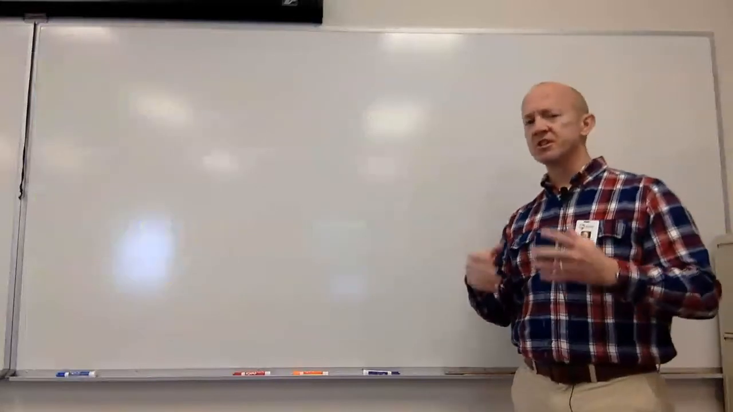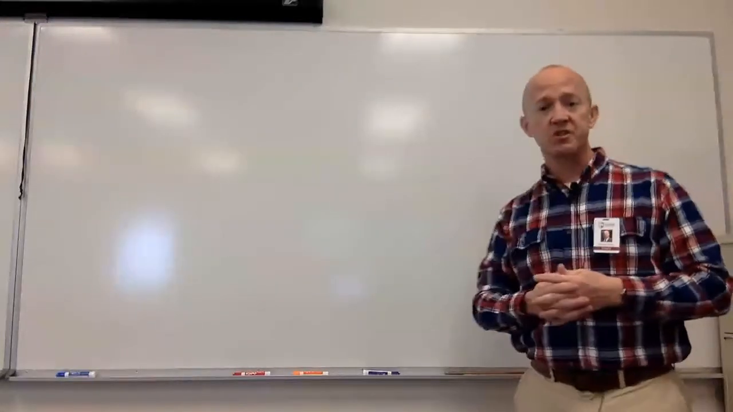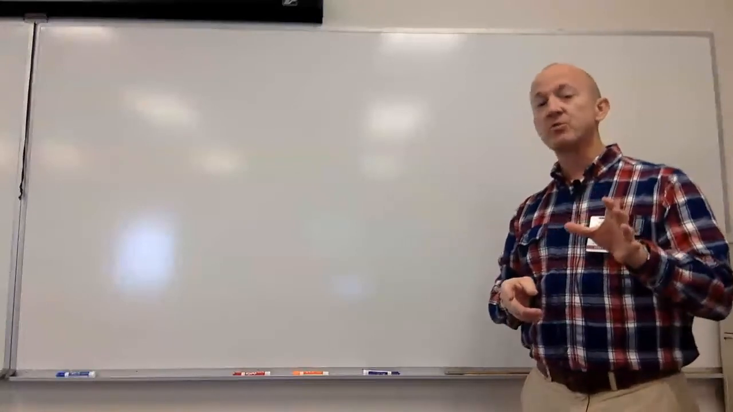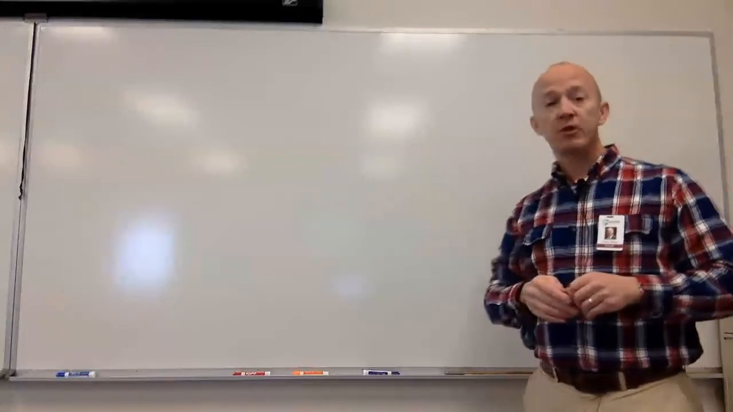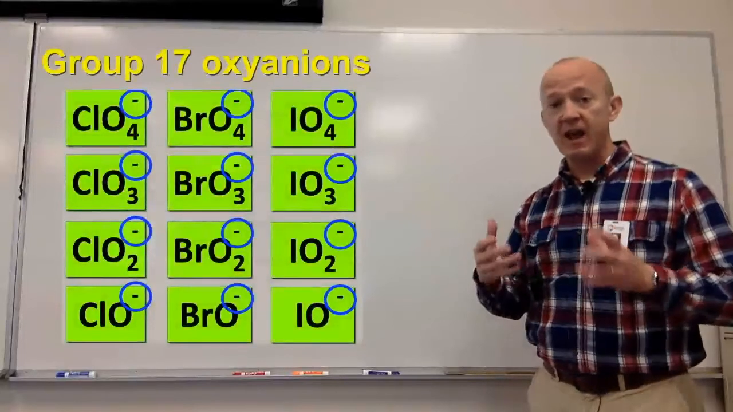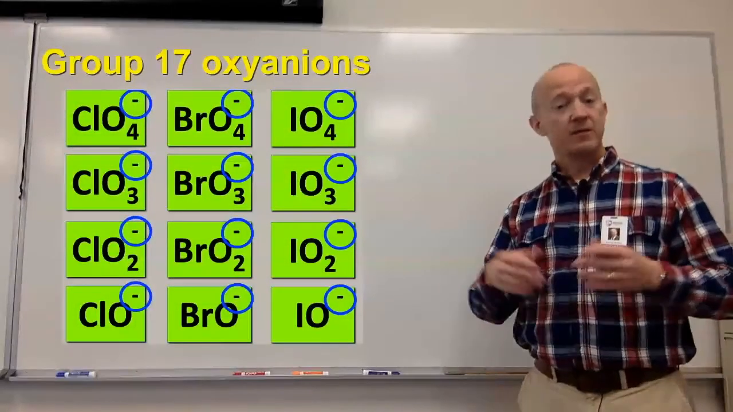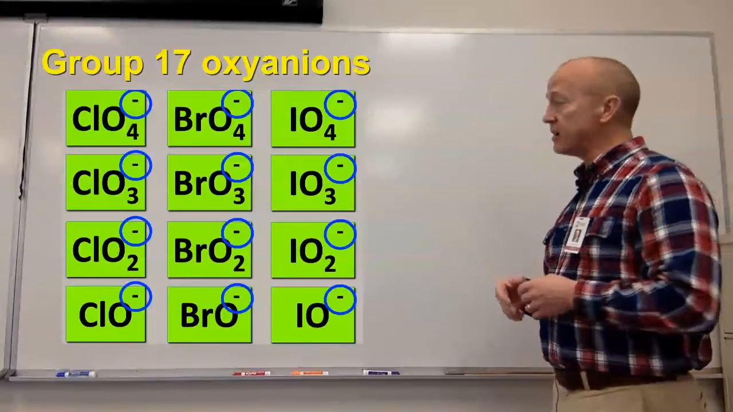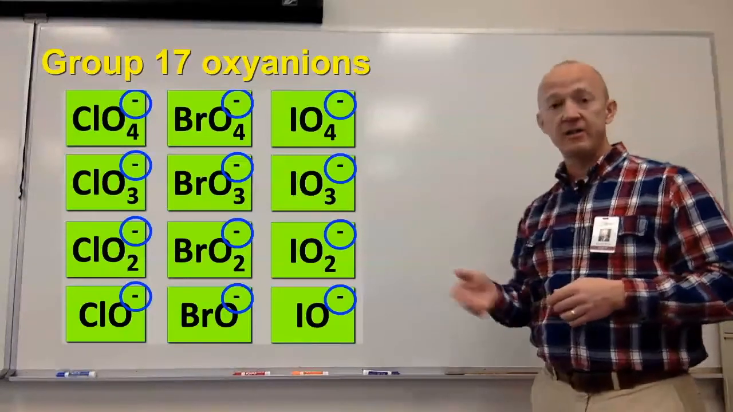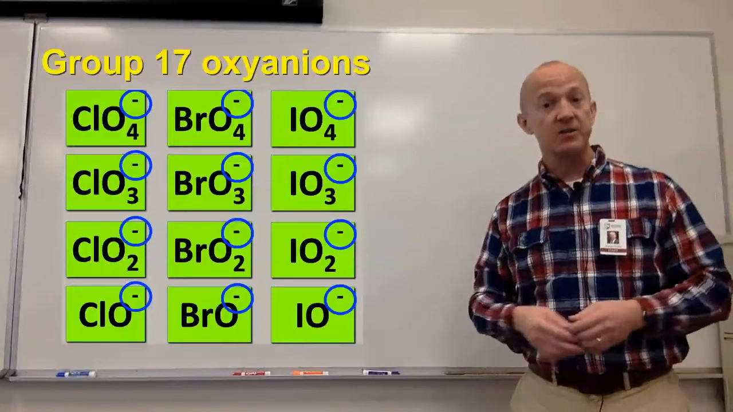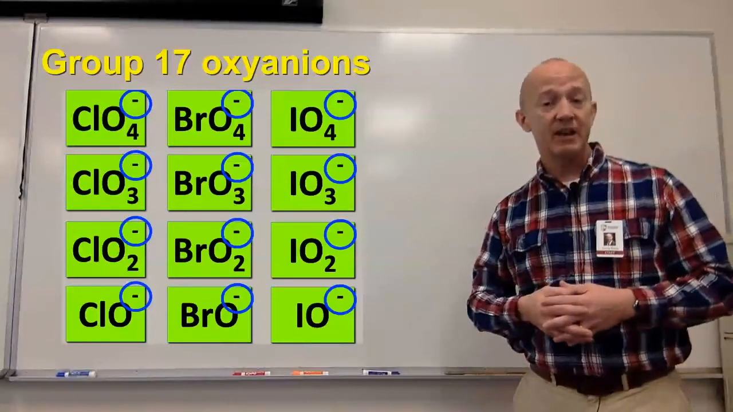What about charges? Is there a way of recalling what the charges are on these? Actually, that's not too difficult either. For instance, if we look at these oxyanions that contain halogens, all of them have a -1 charge. That's pretty cool. So if you recognize you have chlorine or bromine or iodine in one of these oxyanions, you can know it probably has a -1 charge.